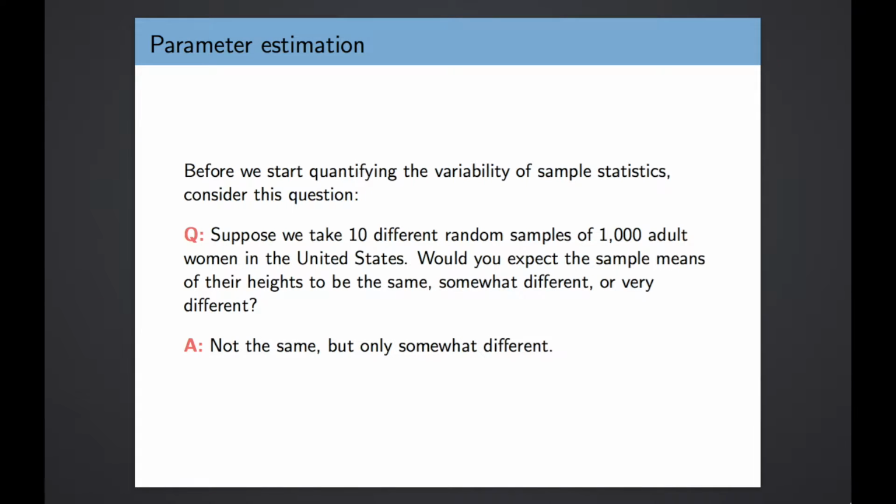It would be extremely unlikely for all of those sample means to be exactly equal to one another, but they're probably also not going to be extremely different from one another. We're probably not going to accidentally randomly sample a whole bunch of women who are 6 feet tall and another random sample of women who are only 5 feet tall. Probably our random samples of 1,000 women are all going to have pretty much the population average height.